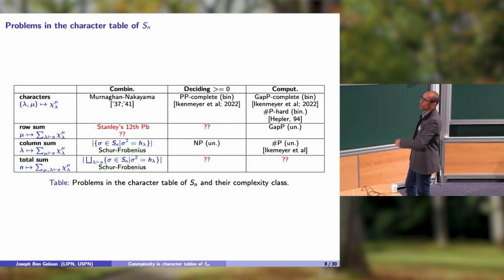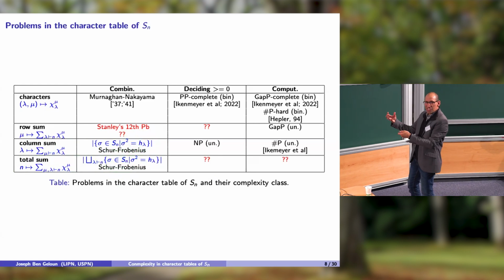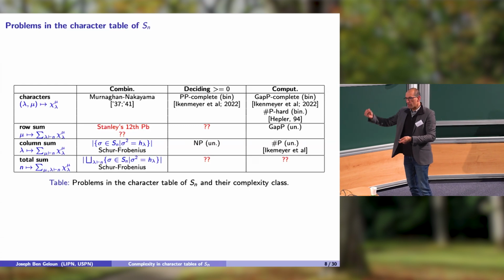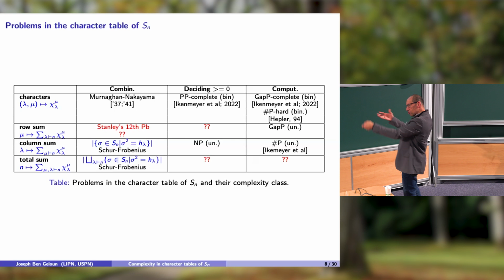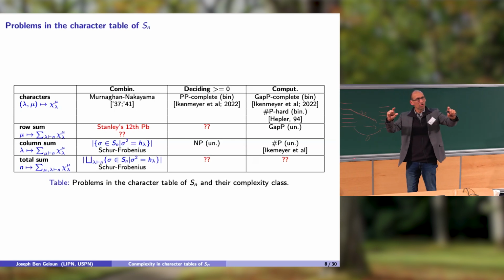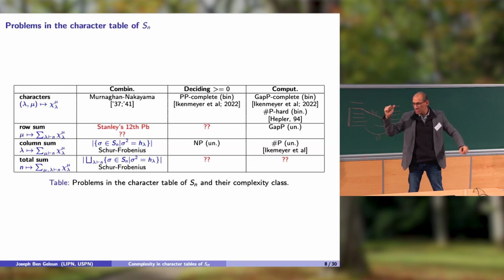It is known as the Schur-Frobenius formula. So what is it counting? It is counting the number of permutations that square to a given element of that conjugacy class. So you fix an element in the conjugacy class lambda, and you ask how many square roots this element has in Sn. So this is what it is counting.